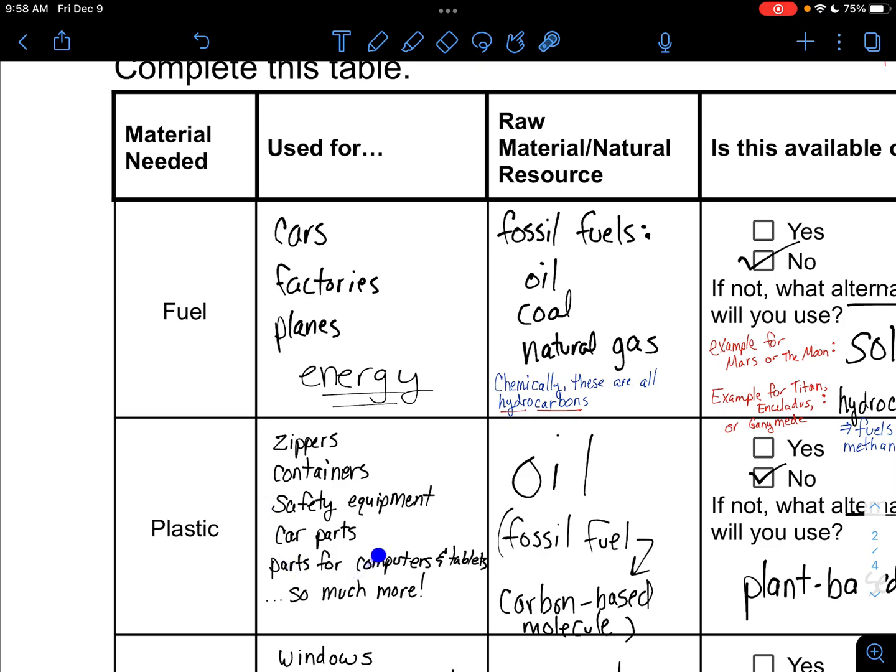All right, plastics. Plastics we use so much in our lives. You can read there, you can think more. Surprise, plastic on Earth comes from oil. Oil is a fossil fuel. It is a carbon-based molecule. Oil is not available where we're going.